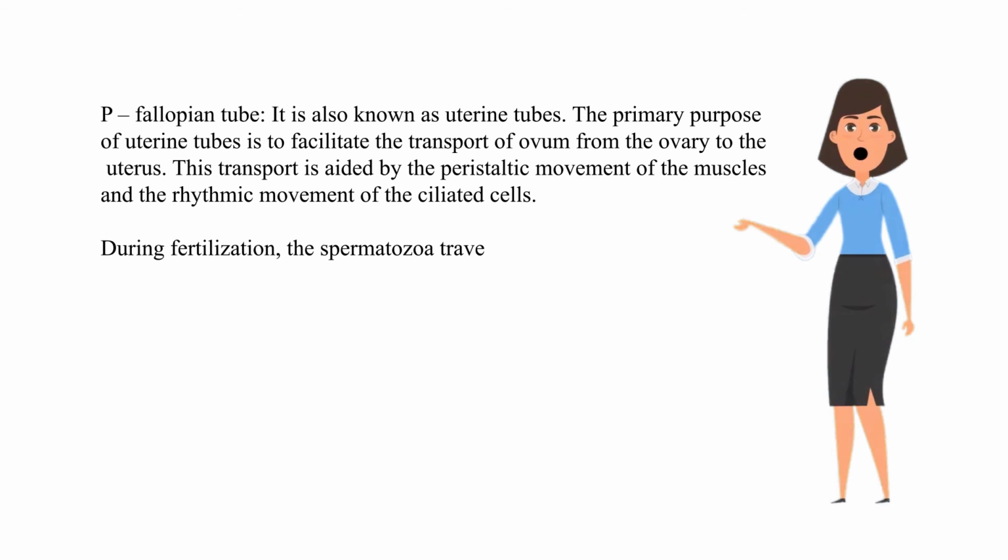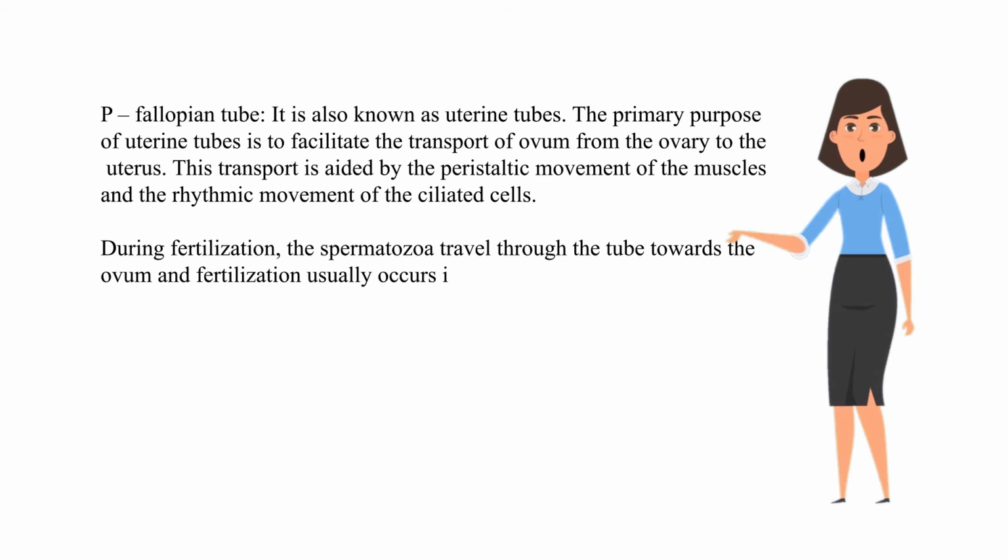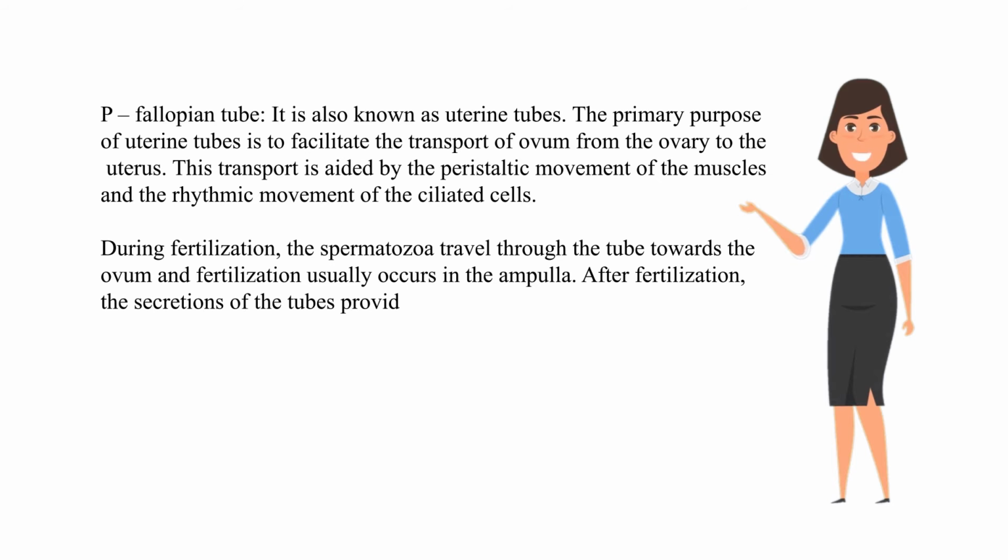During fertilization, the spermatozoa travel through the tube towards the ovum, and fertilization usually occurs in the ampulla. After fertilization, the secretions of the tubes provide nutrients to the zygote.